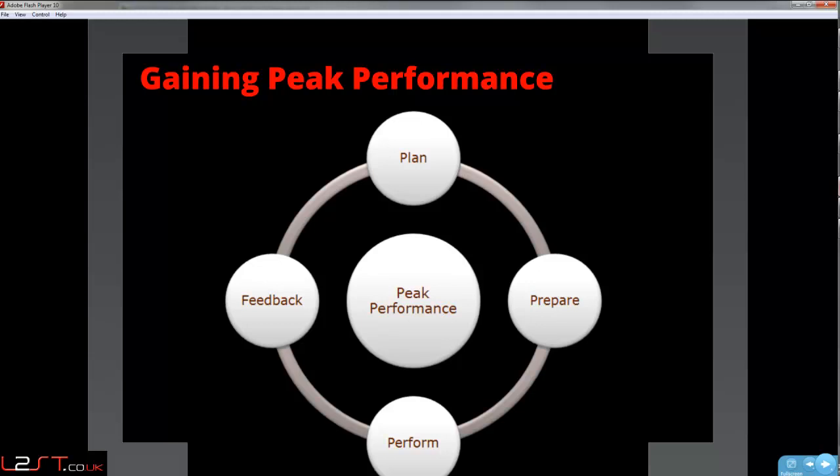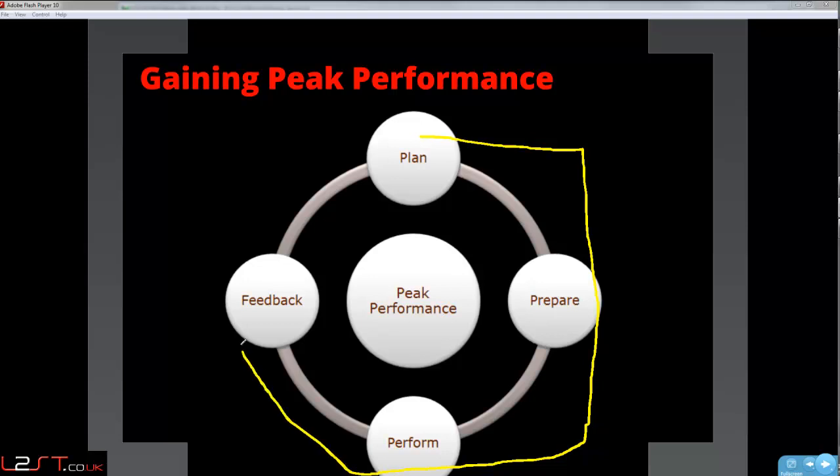But this is what I believe helps you engage with peak performance. If you have a combination of good planning, good preparation, then perform well with the planning and preparation that you put in place, and then perform and feedback. Make sure you record what you are doing and recognize when things are going well as when they are not going so well.